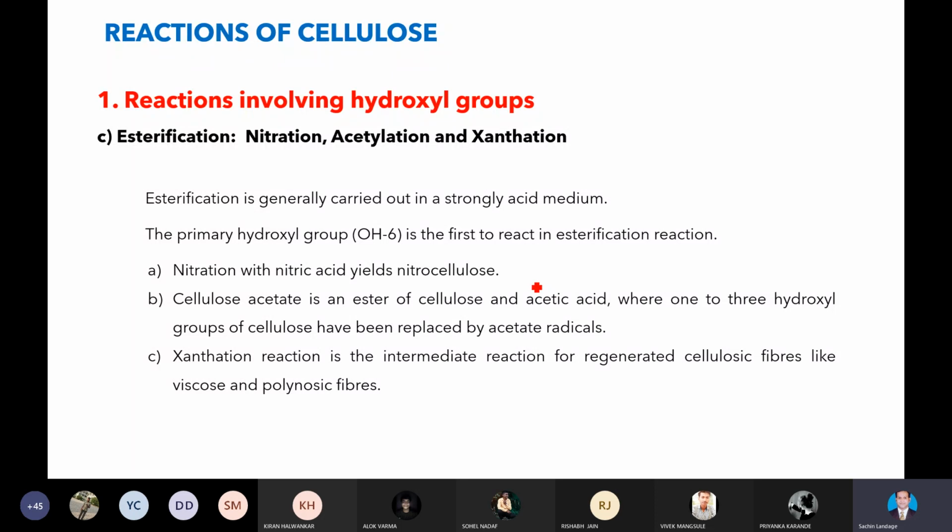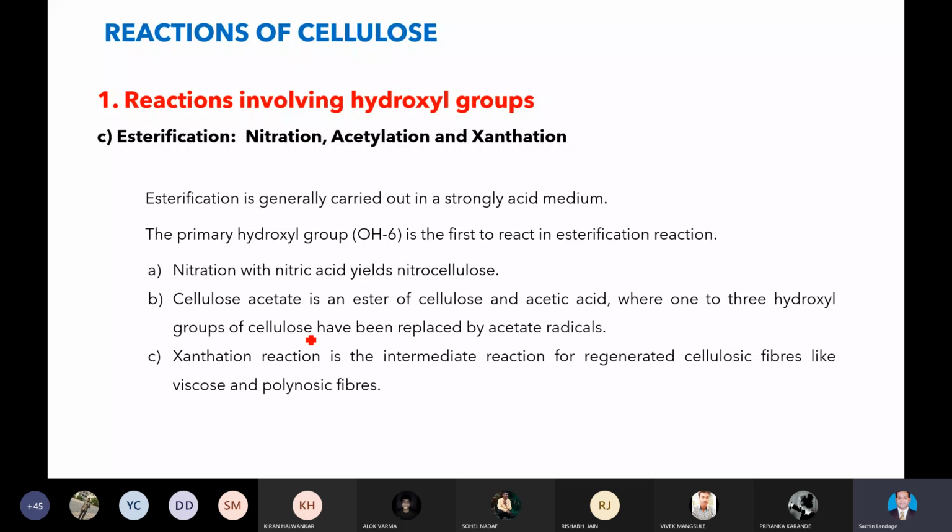So the first regenerated cellulose is actually nitrocellulose, which we get from the reaction of cellulose with nitric acid. Second is nothing but acylation. So that is our cellulose acetate, cellulose triacetate reaction, the fiber manufacturing process.